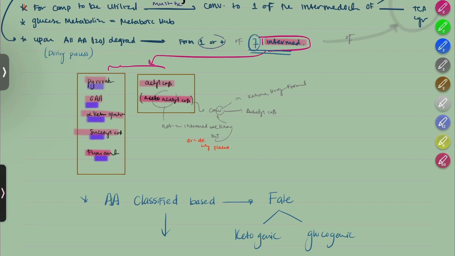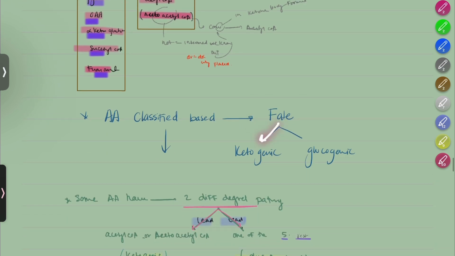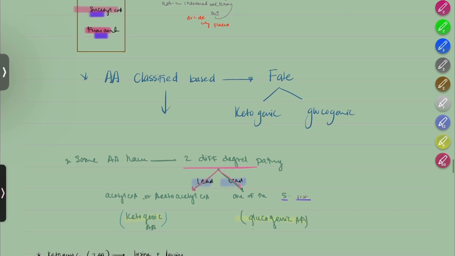Now, according to the fate of the amino acid, how does it end up, or to what intermediate does it end up? According to its fate, basically, it can be classified as either ketogenic or glucogenic. So what do we mean by ketogenic? Basically, any amino acid that gets degraded into either acetyl-CoA or acetoacetyl-CoA, we call it a ketogenic amino acid, and we have only two, which are lysine and leucine. The rest are glucogenic amino acids.